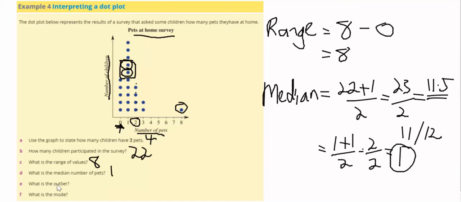So what is the outlier? Well, I sort of explained that earlier. So our outlier is 8. Okay, so that's our outlier.